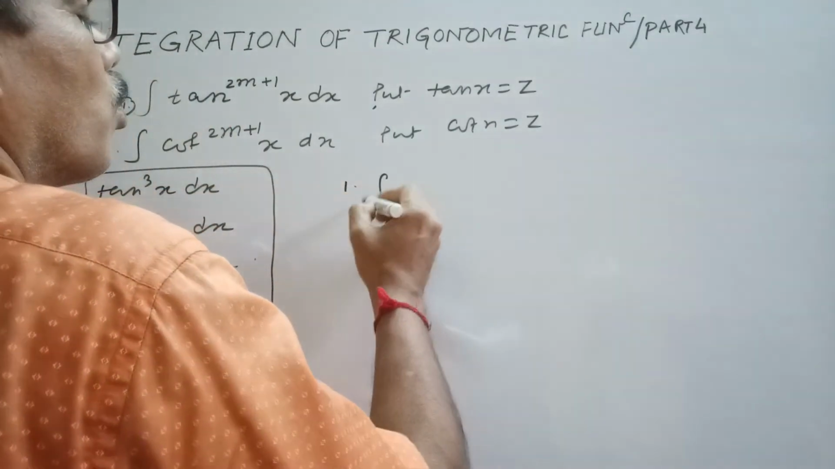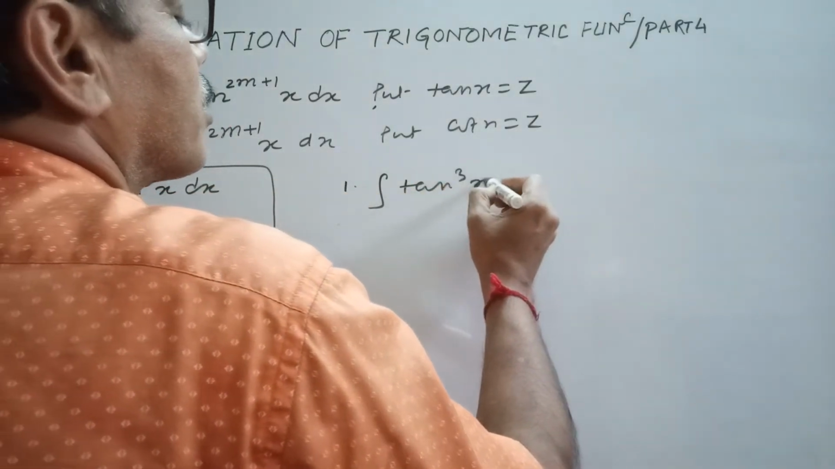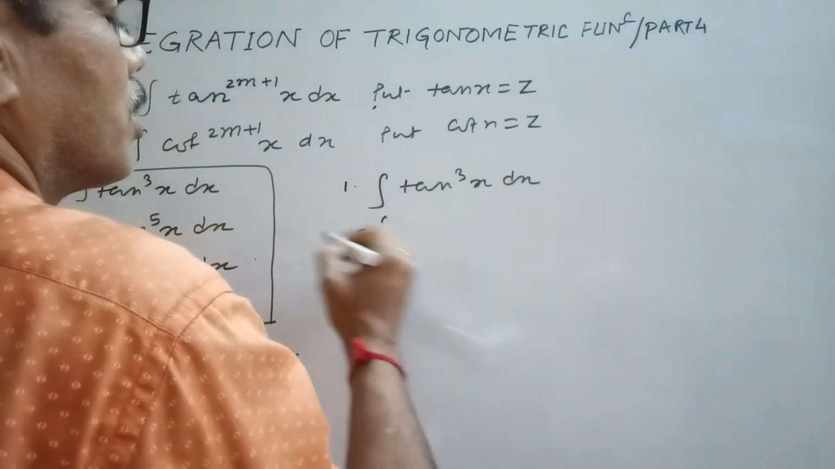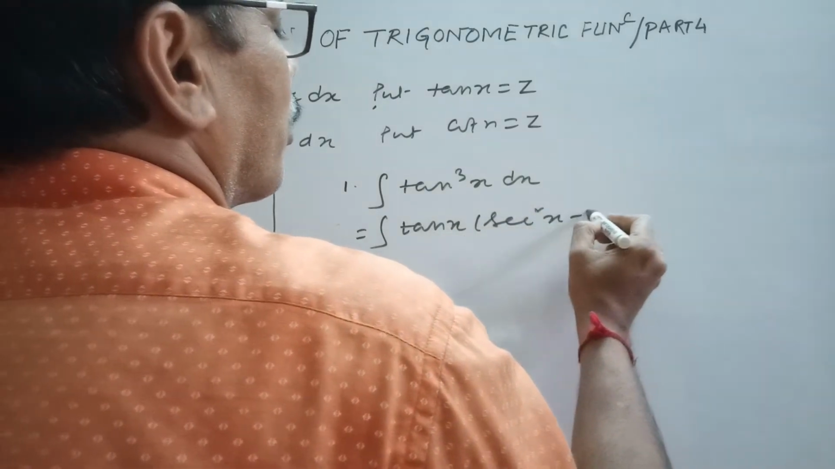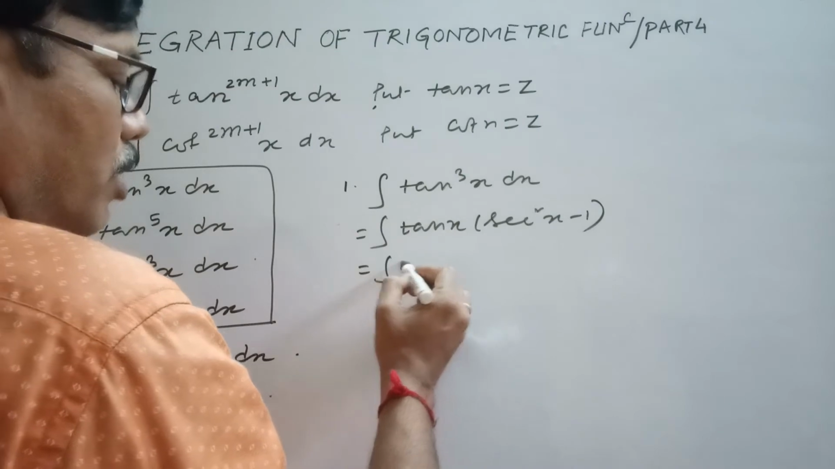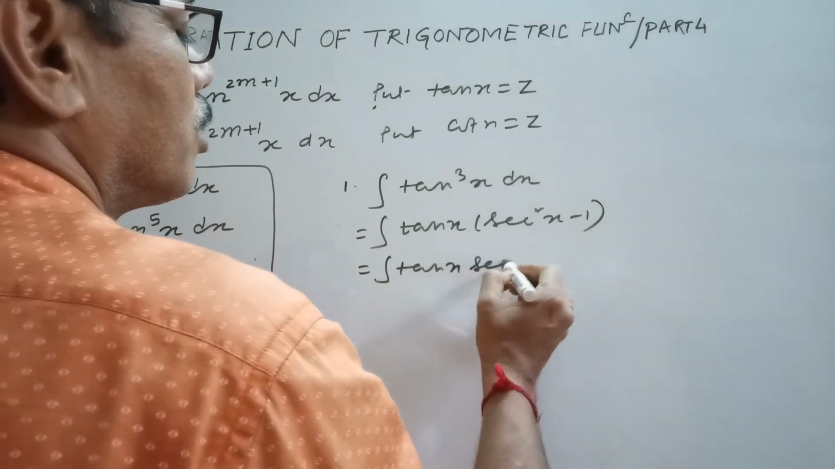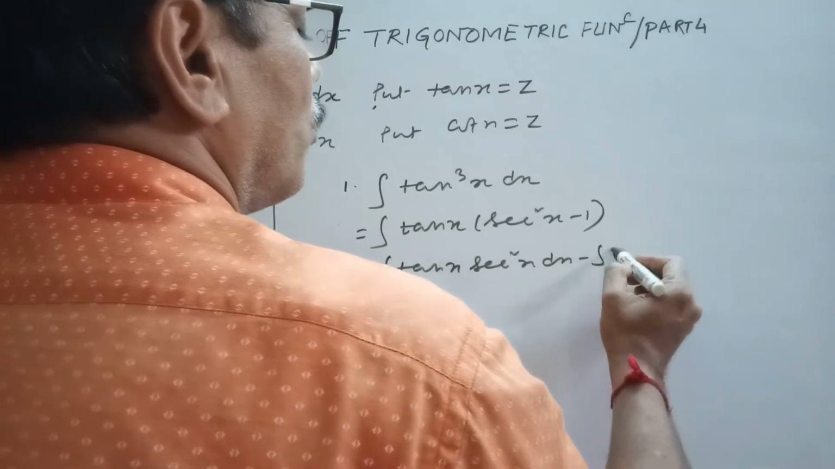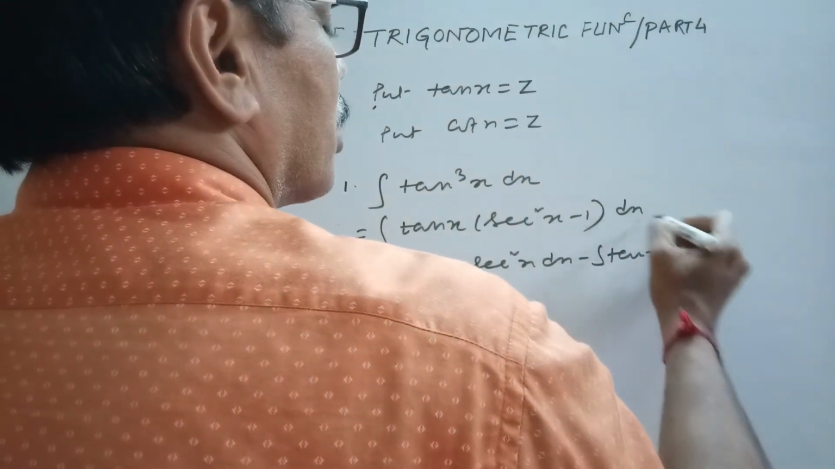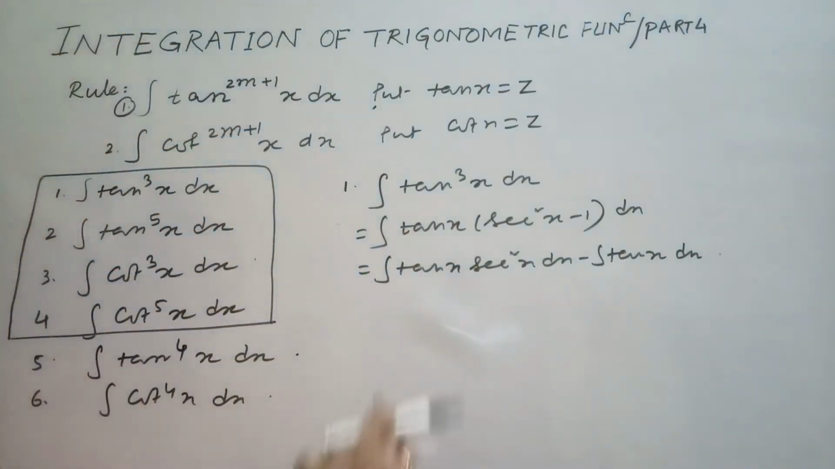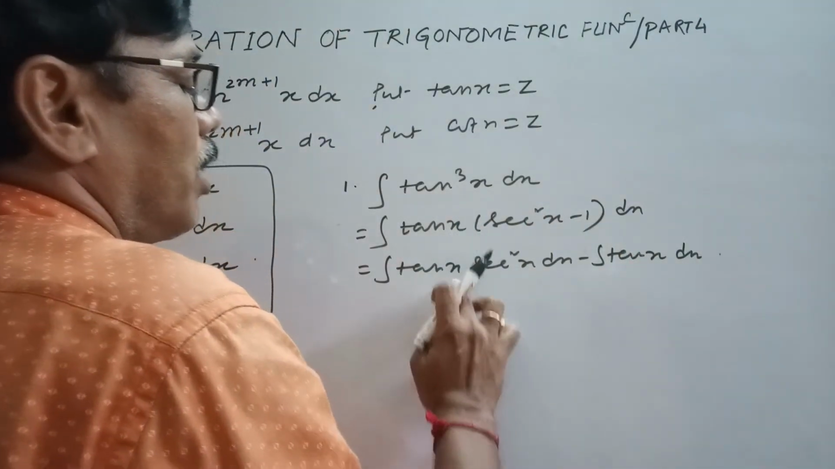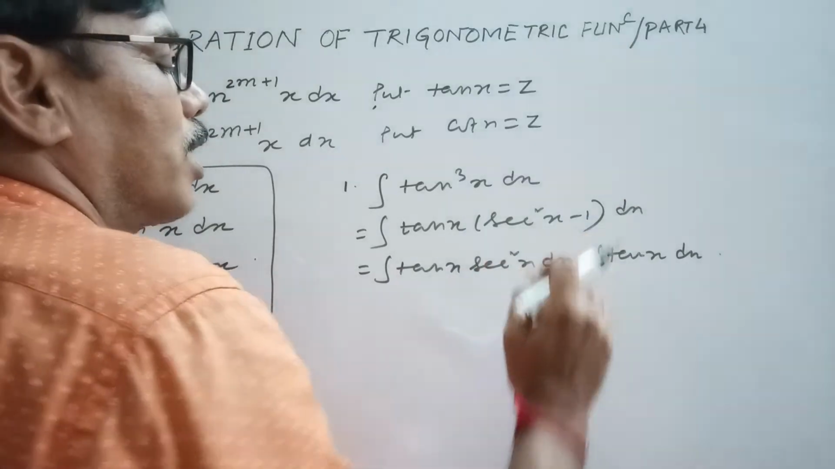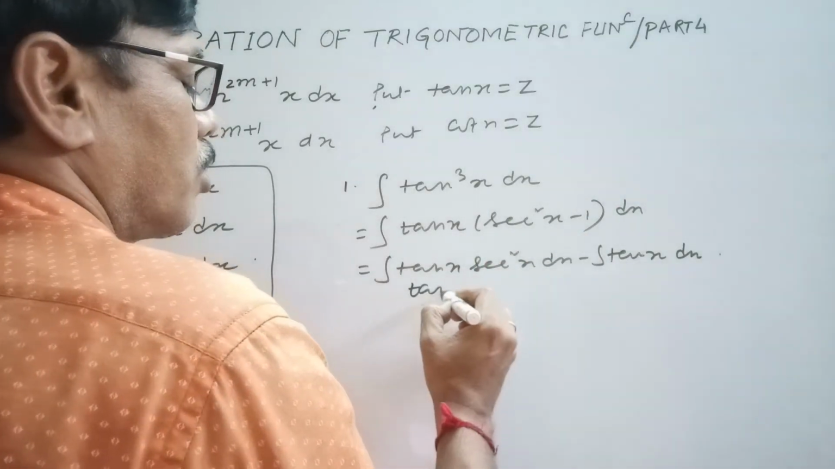So problem number 1, tan cube x dx. So this is tan x into sec square x minus 1. So it reduces to integration of tan x sec square x dx minus integration of tan x dx. Now the first one reduces to the earlier method. The power of tan may be even or odd, and the power of sec is even. So put tan x equals z.